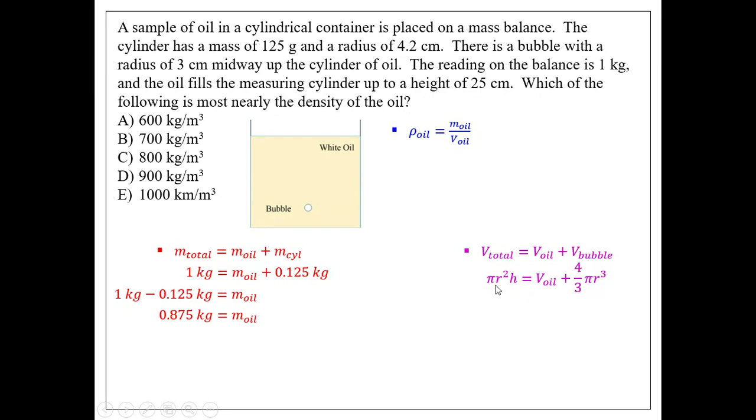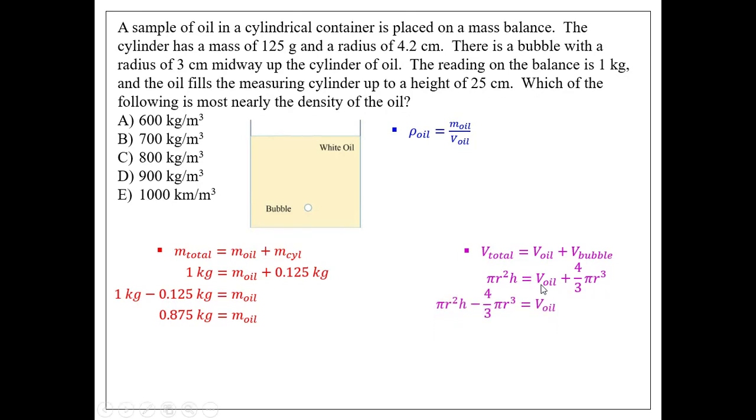Well, here on the left side, pi is a constant. I know the radius is given, so I know the height is given. Okay, and likewise on the right side, the air bubble here, it says that it has a radius of 3 centimeters. So keep in mind these two r's are not the same. One is for the total volume for the cylinder. The r on the right side here is for the bubble itself.